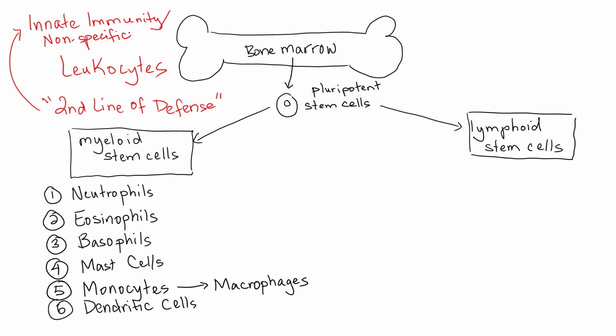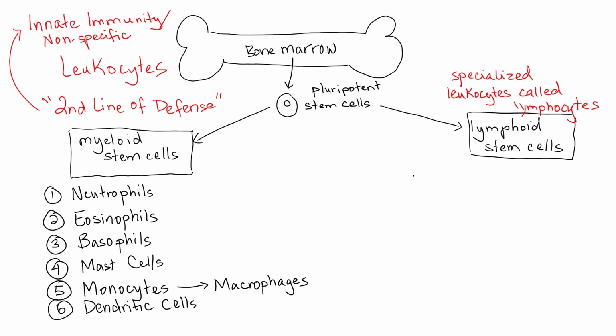So technically there's actually one more that's part of second line of defense, and it is differentiating from the lymphoid stem cells. So lymphoid stem cells, we consider the cells that differentiate from them to be specialized leukocytes called lymphocytes, because they differentiate from a different type of stem cell than the other group. They differentiate from the lymphoid stem cells in the bone marrow.